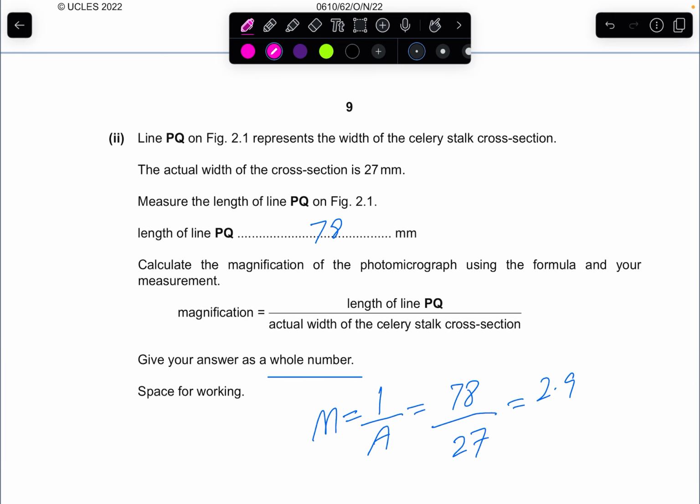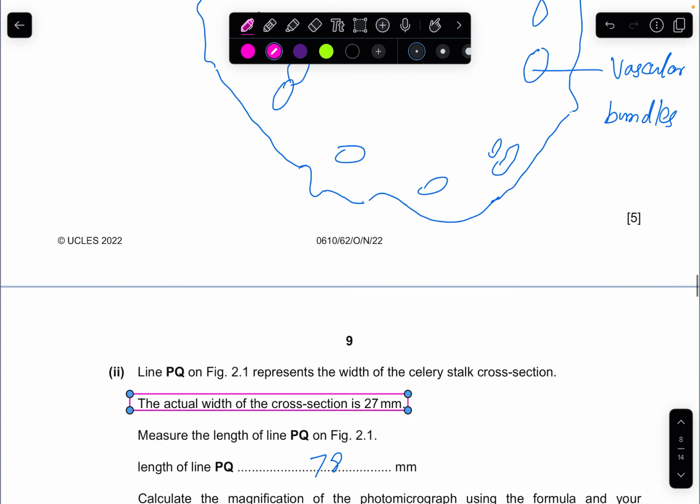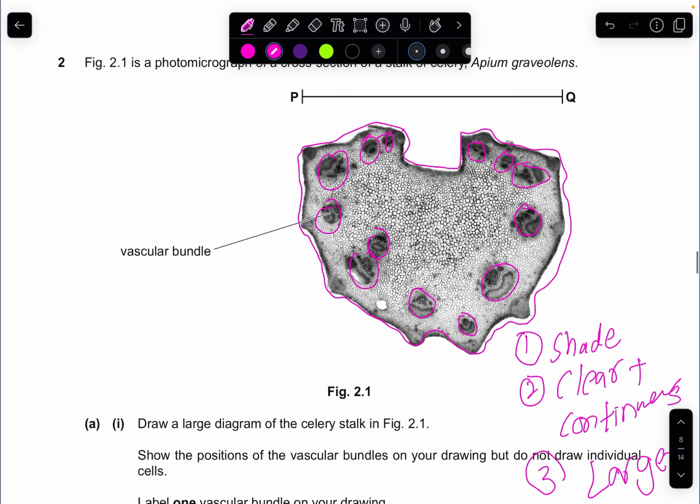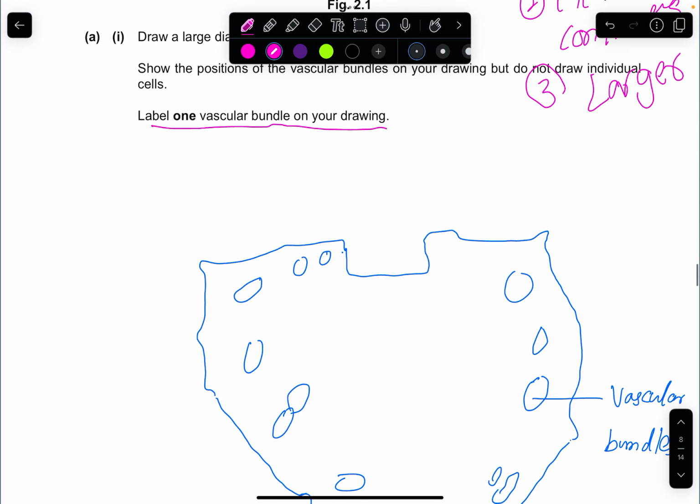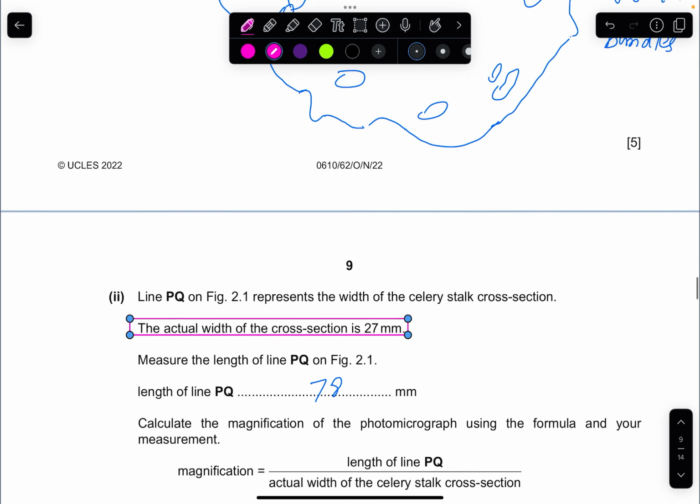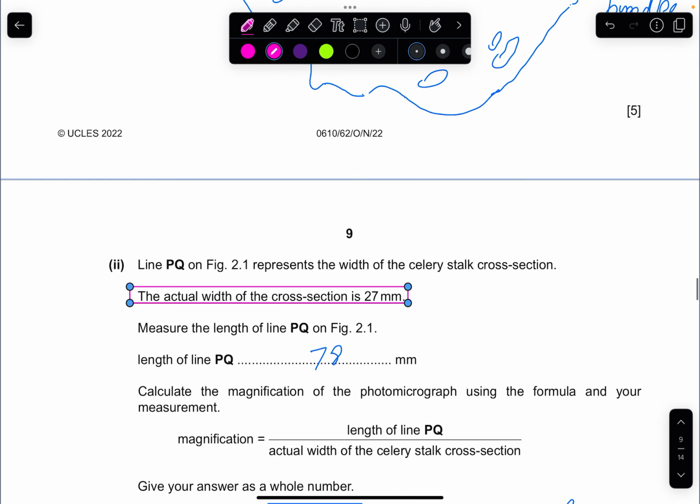The next question, the actual width of the cross section is 27. So measure the length of P to Q. So I have measured this distance. You can use your ruler, and try to remember the unit, that is millimeter. So the length of P to Q is 78.